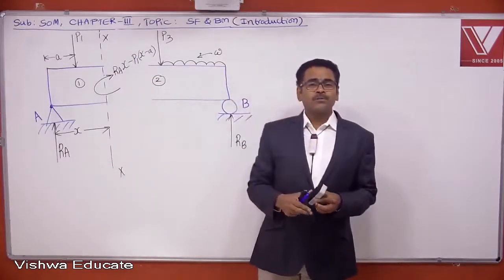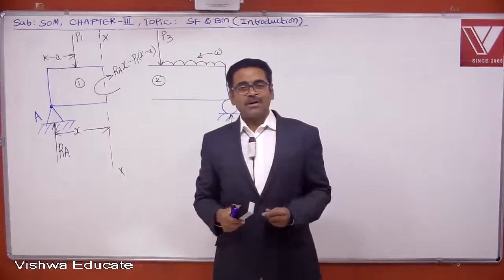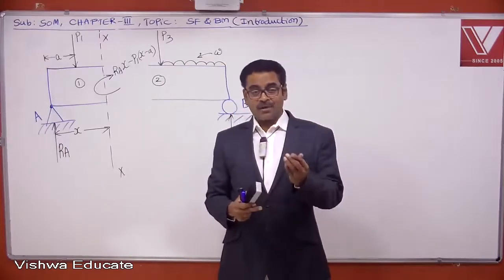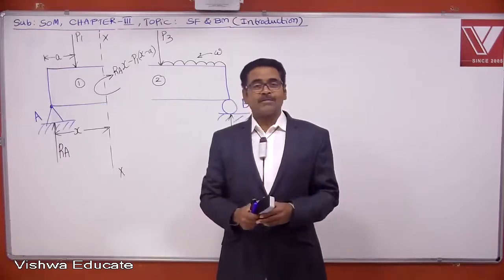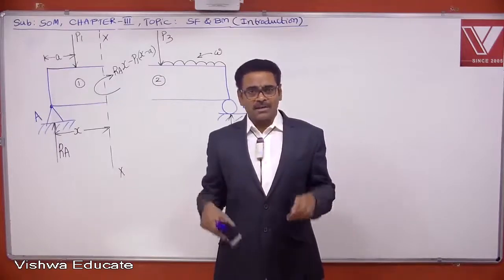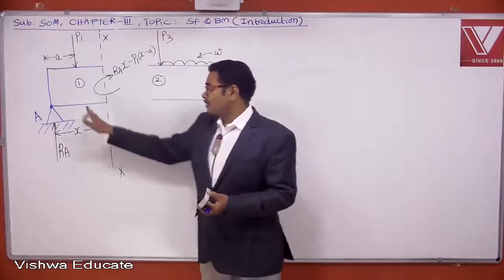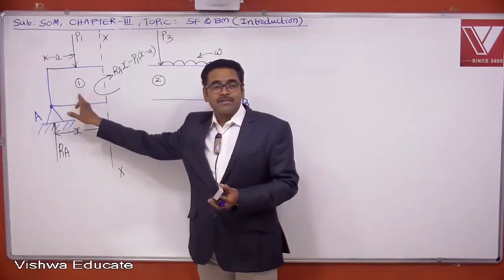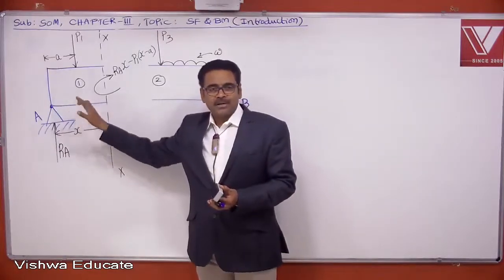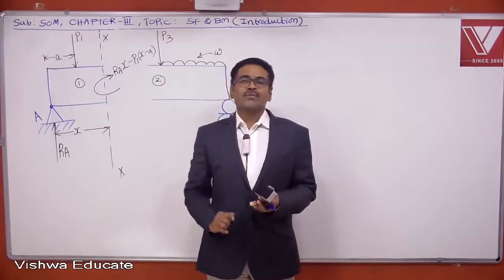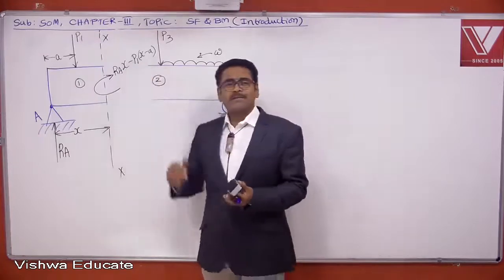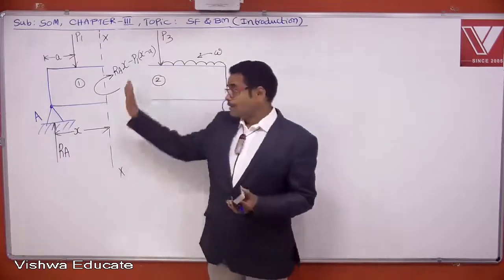But we know section 1 of beam is in equilibrium. Section 2 also is in equilibrium. Every section of beam is in equilibrium. If this section is in equilibrium, there should not be any resultant moment. Resultant force should be zero, resultant moment also should be zero. But I am getting some moment here. But I know resultant moment should be zero.